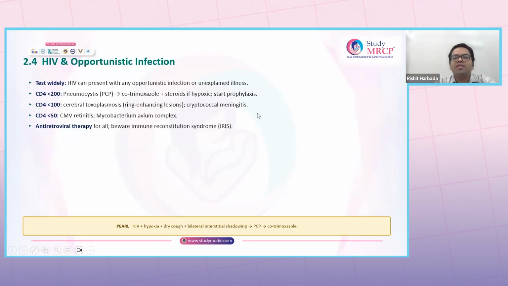Based upon the CD4 counts, you'll be asked questions in your exams.